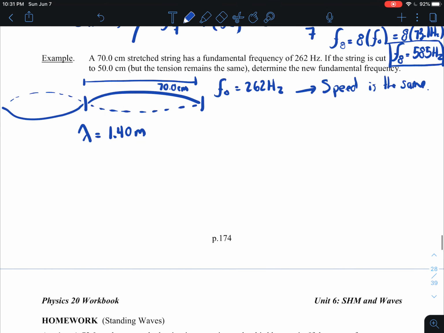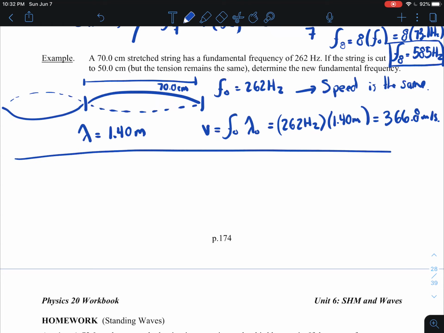If I use that equation, V is equal to f0 lambda0, I should be able to solve for the speed. So 262 hertz multiplied by 1.4. 262 times 1.40, I get 366.8 meters per second. I'm going to keep that whole number. It's not my final answer, but that's the value I'm going to use at this point.